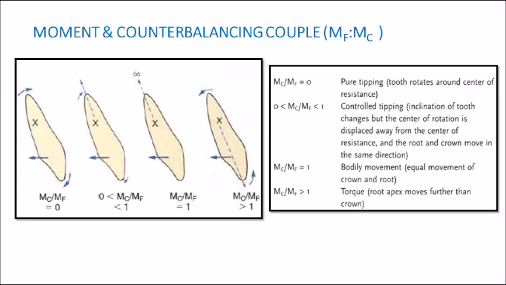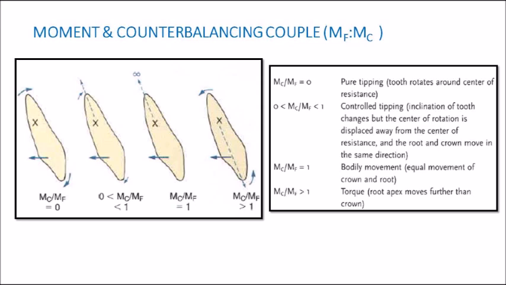So please note here, in the third picture you can see where MC by MF is equal to 1. Here the center of resistance is at infinity. The center of resistance is at infinity and the tooth is moving bodily. Please look at the apical region. You can see they are denoting the center of resistance to be at infinity.